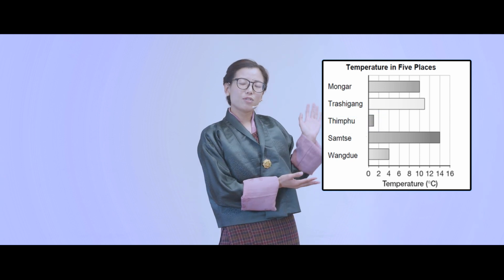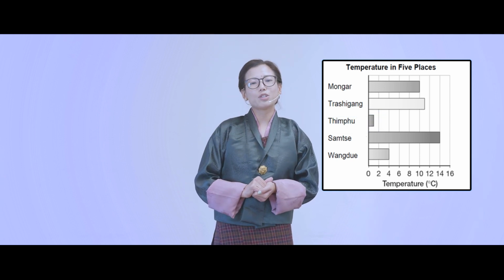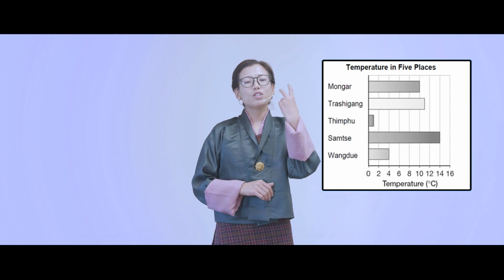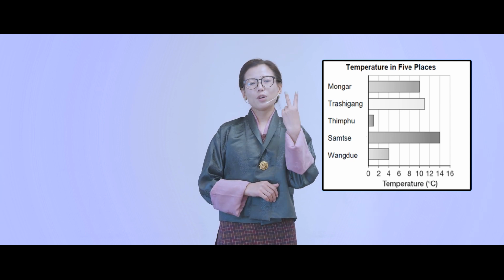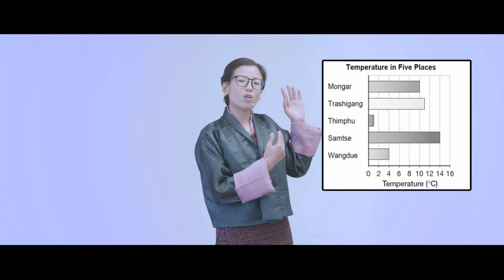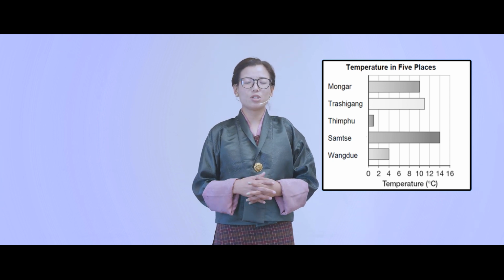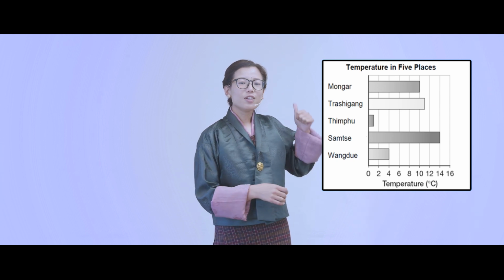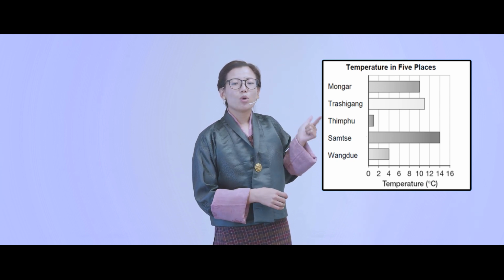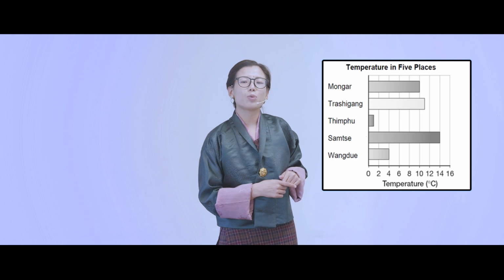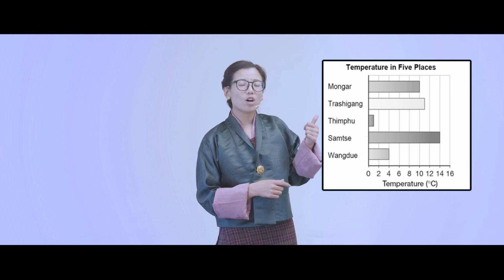By looking at the graph, we have already finished interpreting the graph in 2 ways. Now, it doesn't mean that you can draw only 2 informations from a graph. You can draw many information from a graph. Look at Thimphu and Wangdi. Which Tsongkhag do you think is warmer? Wangdi or Thimphu?